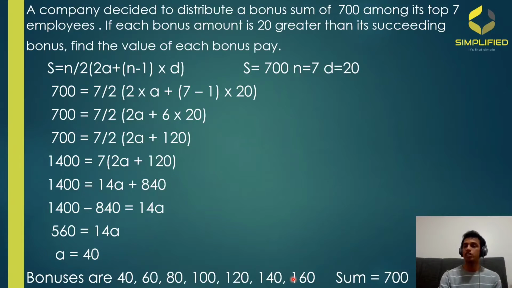Now for the verification process, you can just add all these terms and see whether the total is 700 or not. If it is 700, your answer is correct, and the way you did the calculation is also correct. You can go ahead. So we're going to the next problem.